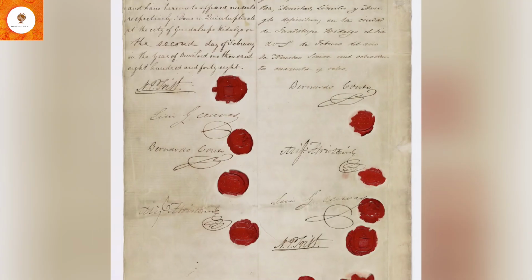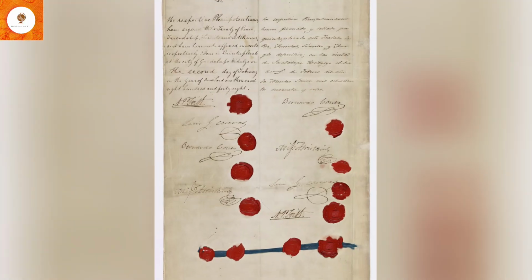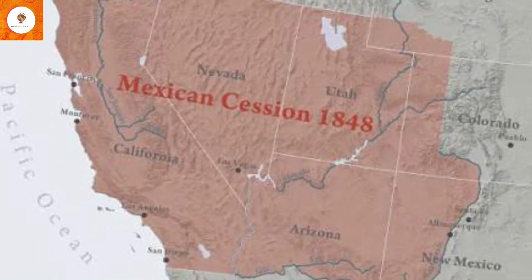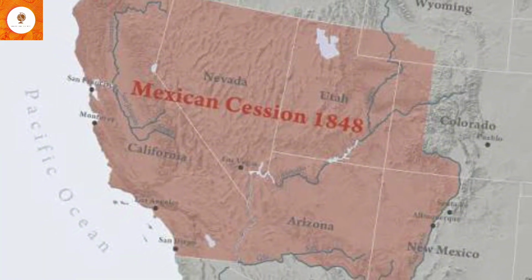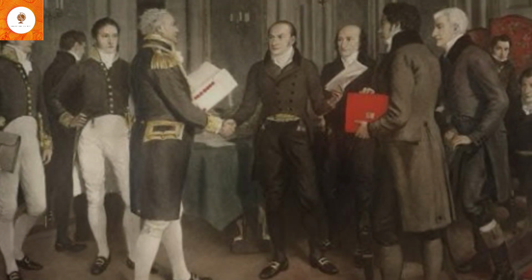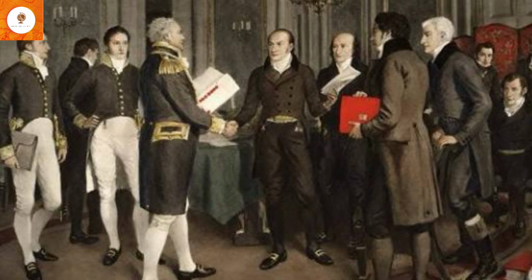Polk's war accomplished territorial expansion. The Treaty of Guadalupe Hidalgo added California, Arizona, New Mexico, Nevada, Utah, and parts of Colorado and Wyoming to the U.S. This doubled the size of the nation. But there was a dark side.